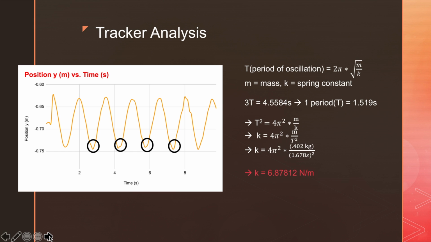Using these points as markings of the beginning and end of 3 periods, I calculated the time of 1 period to be about 1.5 seconds. As you can see in the period of oscillation equation, the period T is equal to 2 pi times the square root of mass over the spring constant. After doing some algebraic rearranging, we can solve for k, the spring constant, which I have found to be around 6.878 newtons per meter.